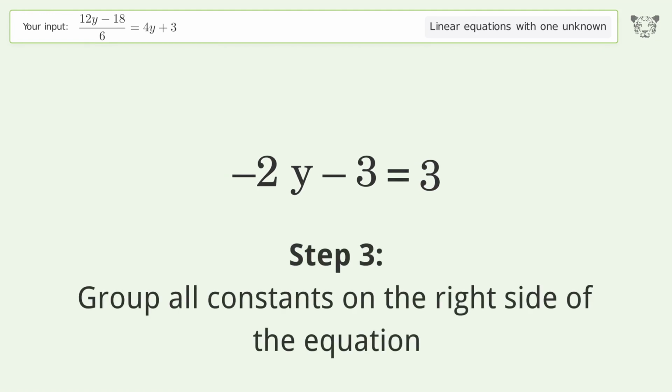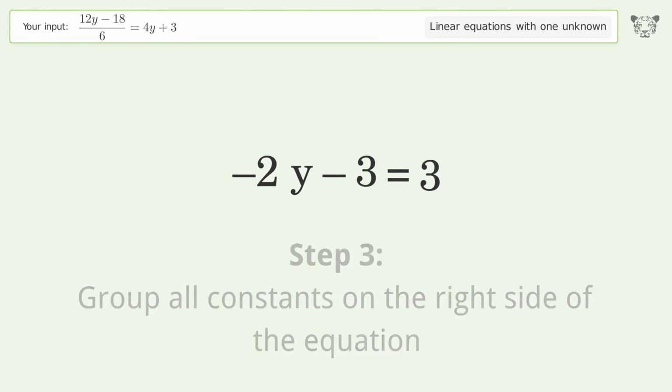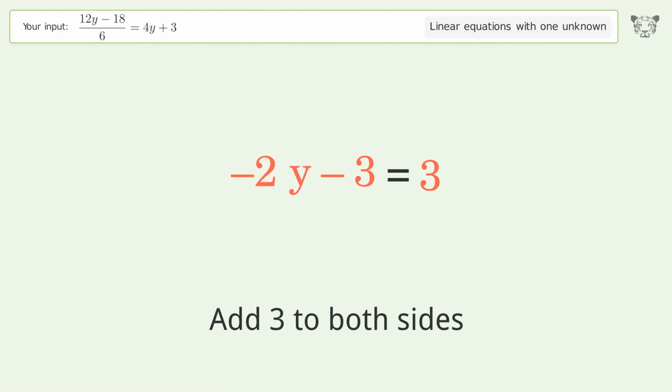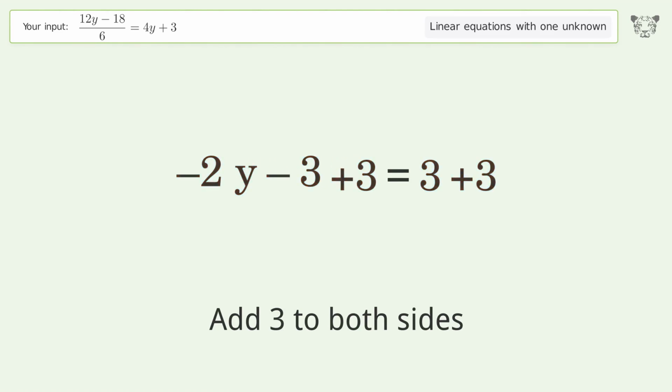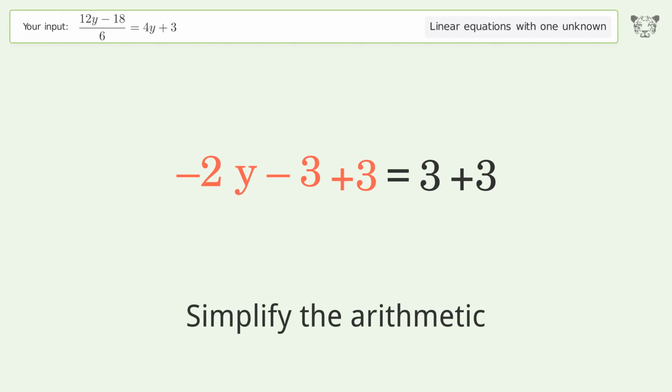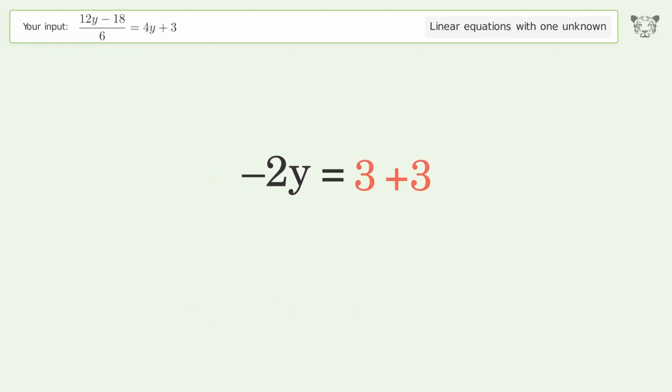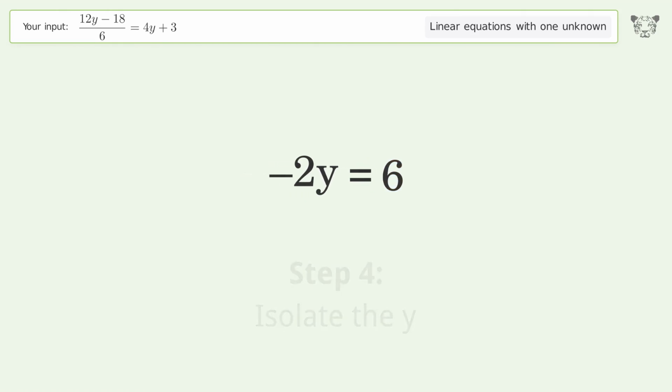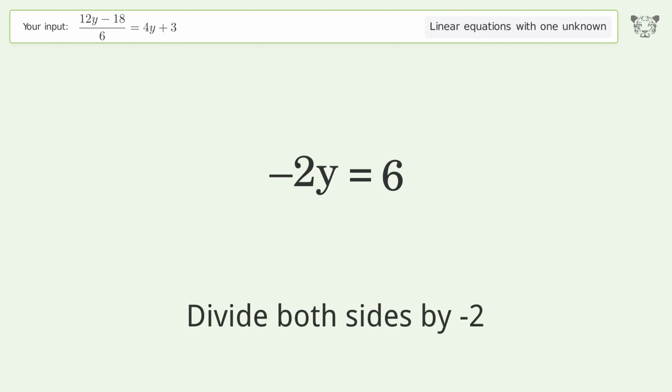Group all constants on the right side of the equation. Add 3 to both sides. Simplify the arithmetic. Isolate the y. Divide both sides by -2.